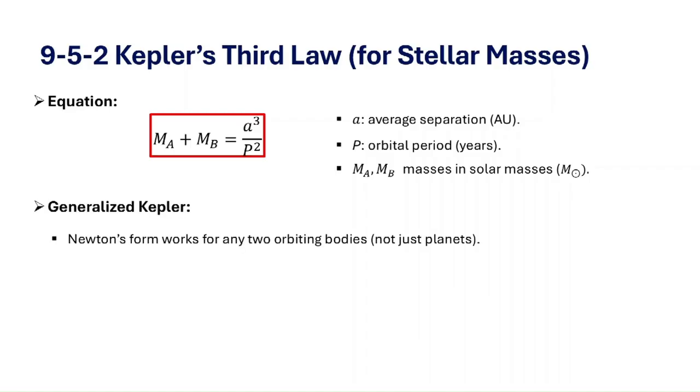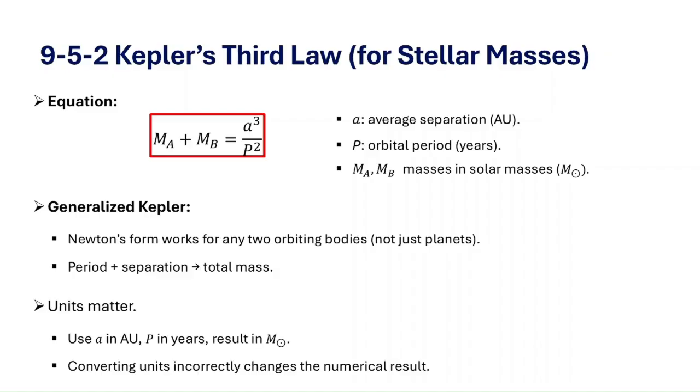Now Kepler originally discovered this law for planets orbiting the Sun, but Newton extended it. It works for any two bodies orbiting each other. And that's why it's so powerful for binary stars. So if we know their orbital period P and how far apart they are on average A, this law lets us calculate the combined mass of both stars together.